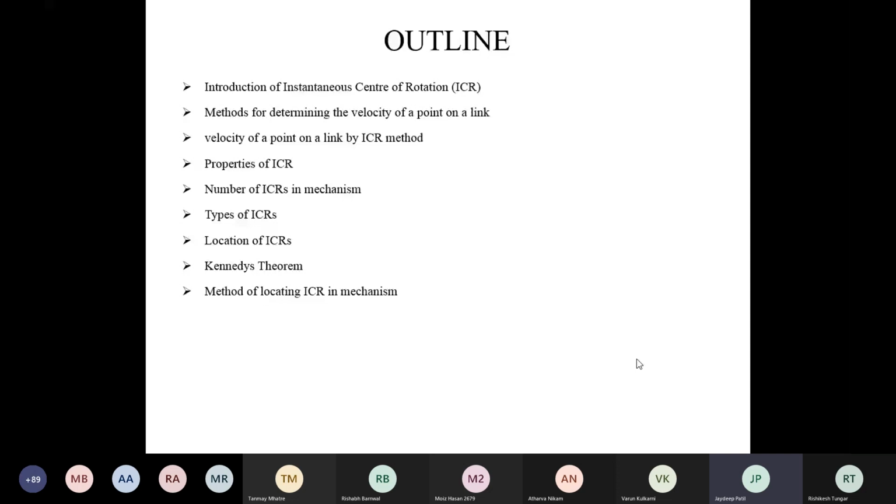Can we start? Yes, sir. Don't miss a single lecture on velocity analysis and acceleration analysis. Suppose one problem is missed, then next time you will not understand how to solve this problem. And practice is very important for this.